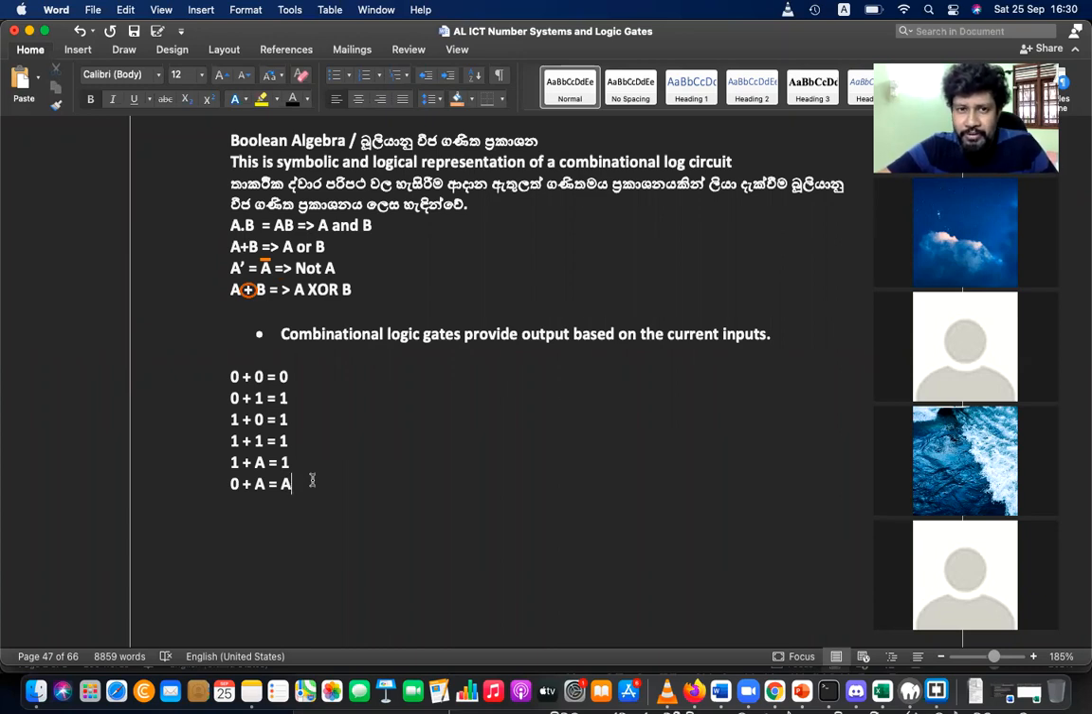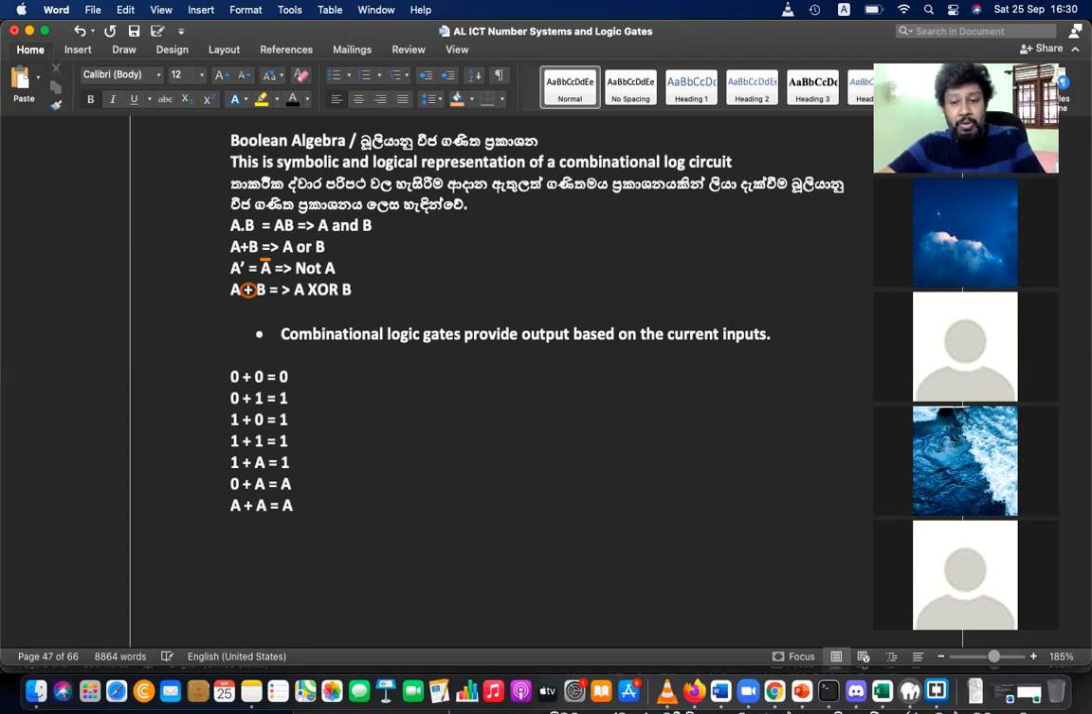Understood? If not, please tell me. Do you understand? Yes. Then A or A. So what is the value for A or A? That is also A. Because if A is 0, this A is also 0, and 0 or 0 is 0. If it is 1, this is also 1. 1 or 1 will be 1.